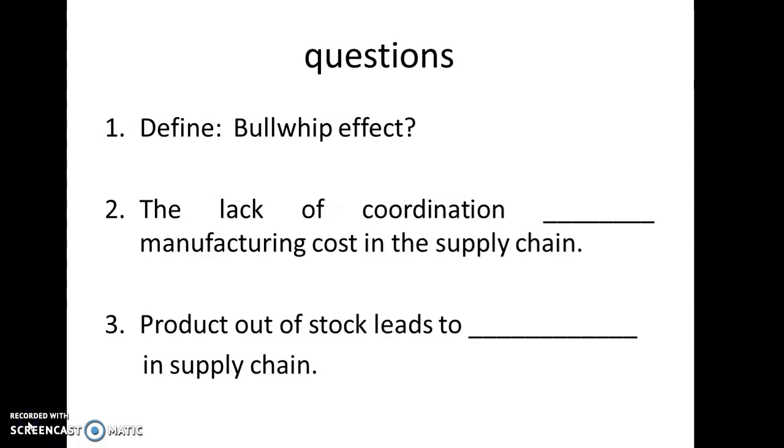The second question is the lack of coordination dash manufacturing cost in the supply chain. The answer is increases, because due to lack of coordination, the manufacturing cost will increase. Third question, product out of stock leads to dash in supply chain. That is, customer is requesting for the particular product, but that product is not available for sale in stores, then it is called a lost sales. So product out of stock leads to lost sales in supply chain.